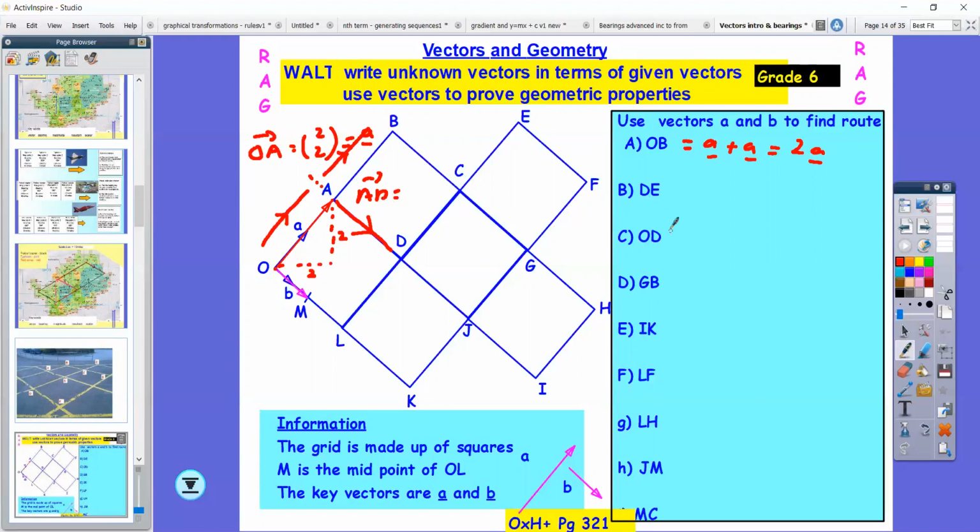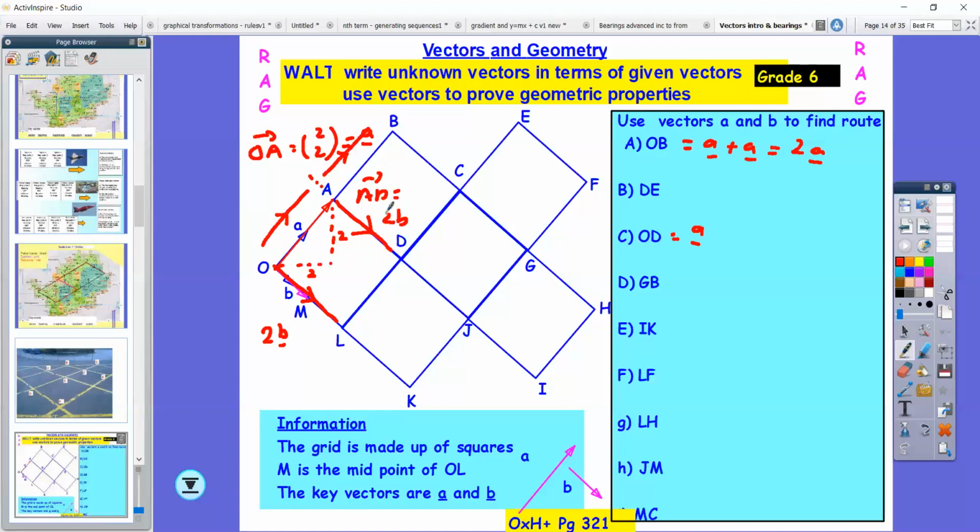So what we can start doing then is if we're looking at something a bit more complicated, OD, for example, we can say, well, OD, we can get A plus AD. Now, AD is the same as OL. We can get OL because it is parallel, has the same direction, same magnitude. So OL is 2B, and so is AD.